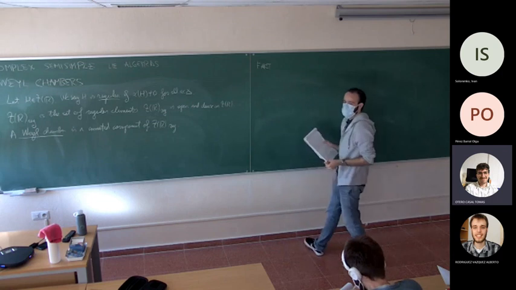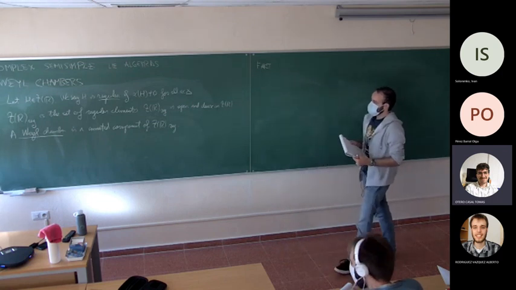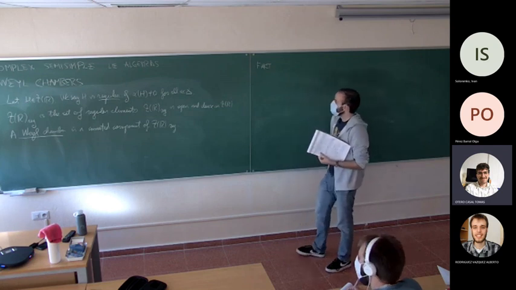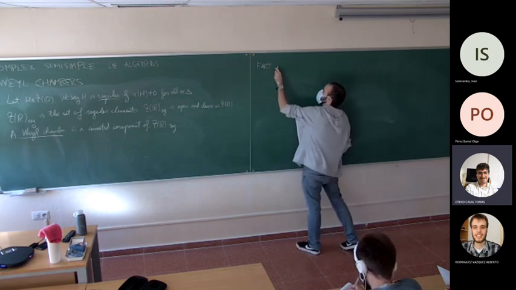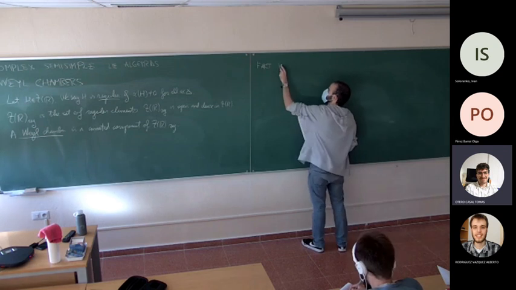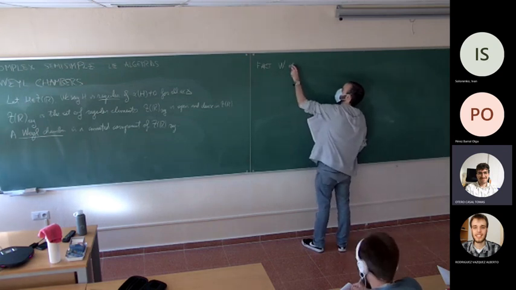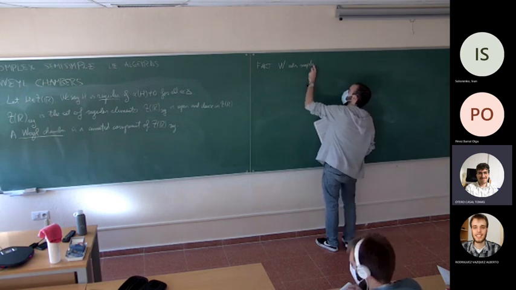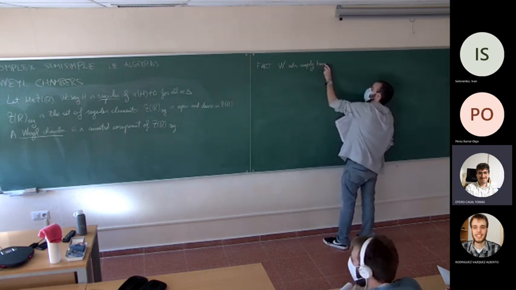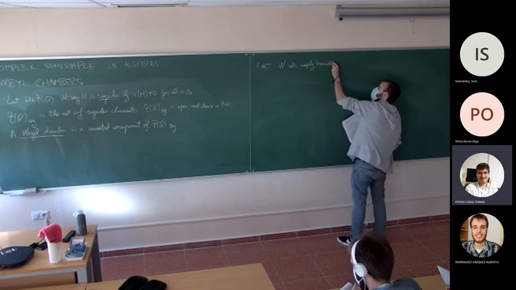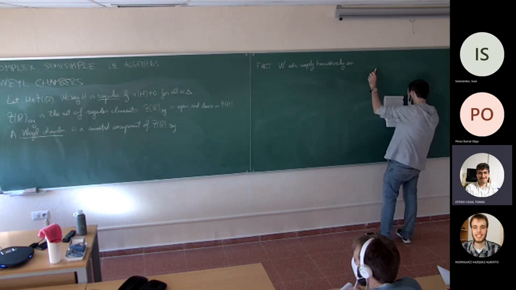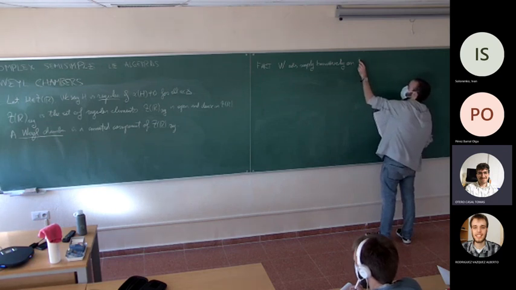So the first fact is that the Weyl group clearly acts on the Weyl chambers, it permutes the connected components, and it turns out that the action is simply transitive. The Weyl group acts simply transitively on the set of Weyl chambers.